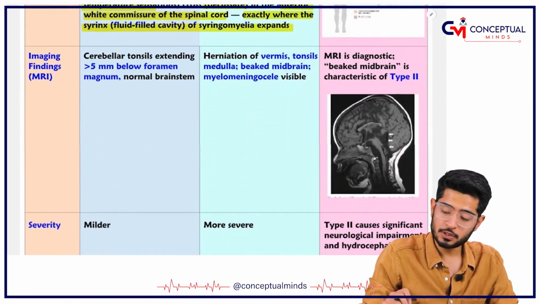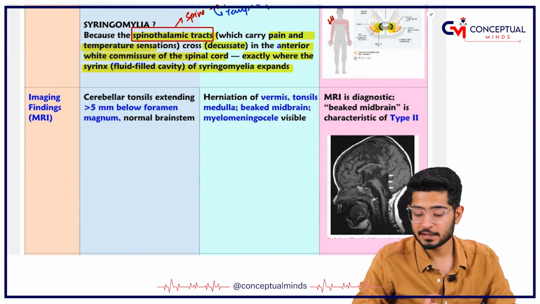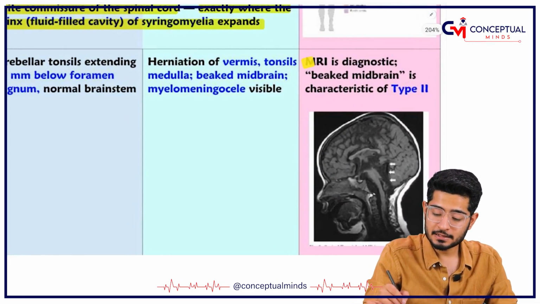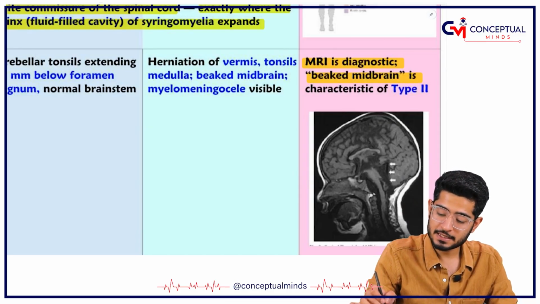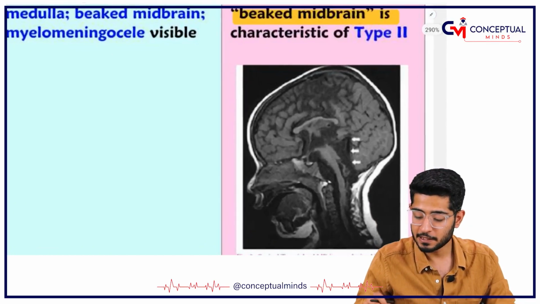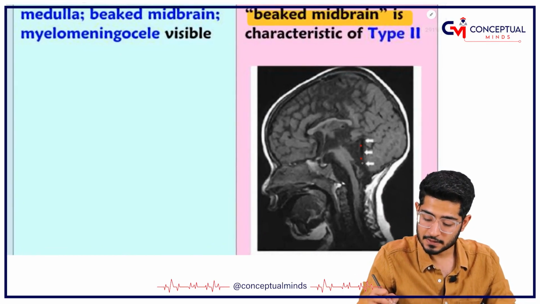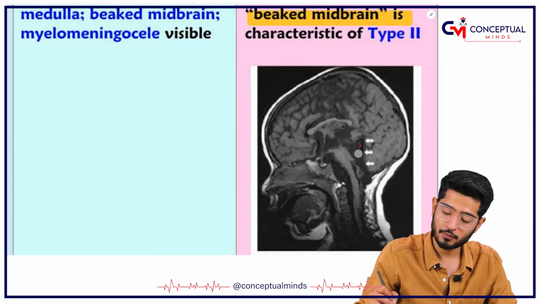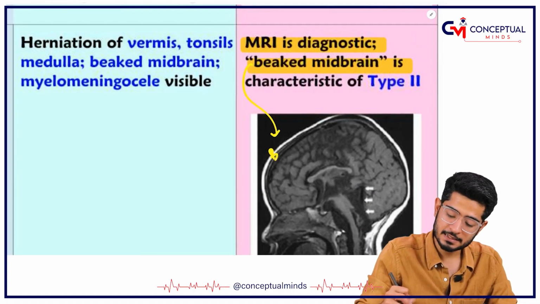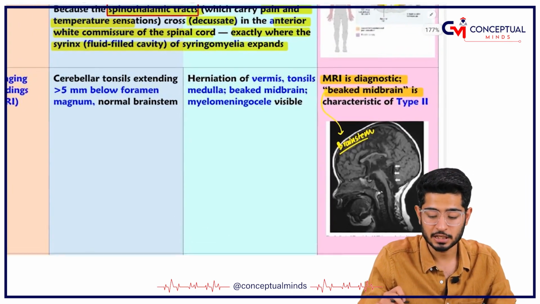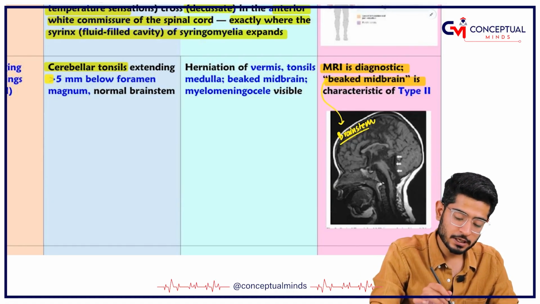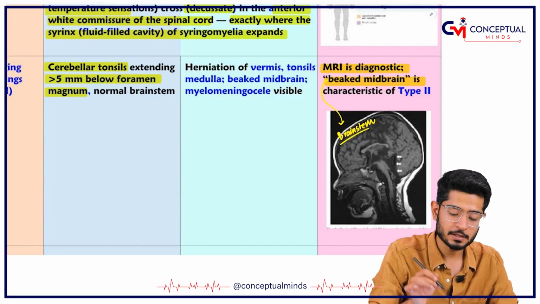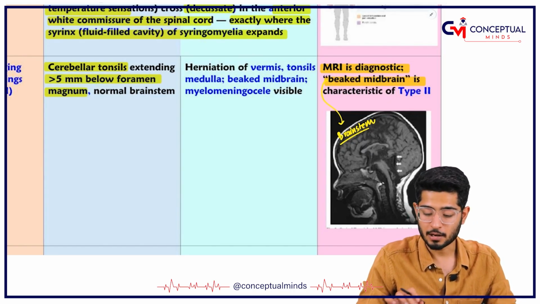So, what will you see in case of MRI findings? Please understand, MRI is diagnostic for Arnold-Chiari 1 and Arnold-Chiari 2. But there is something which is called beaked midbrain. Now, why will you call it beaked midbrain? Because can you see this? This is actually the beaked midbrain. Why? Because you know that the brainstem issues are going to come when it is Arnold-Chiari type 2. Just this you have to understand. But in type 1, it is only the cerebellar tonsils, more than 5 mm below the foramen magnum, which are going to come down.